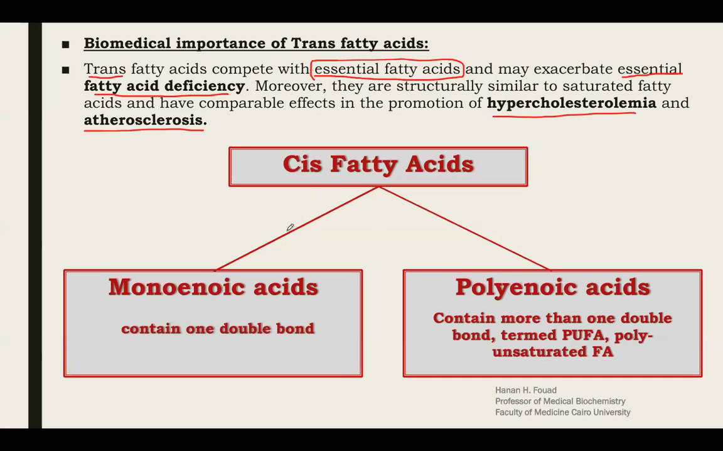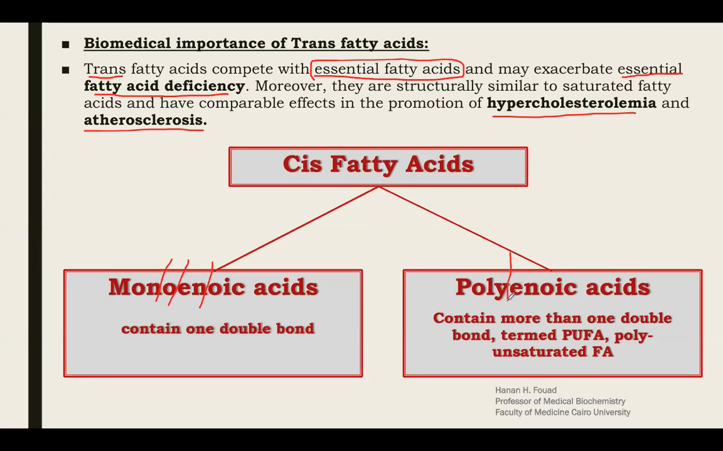Cis fatty acids are classified into mono. Mono means one. En means double bond. Enoic is similar to acids. Actually, it is a fatty acid which has one double bond.